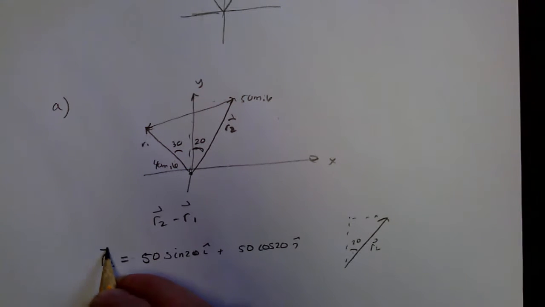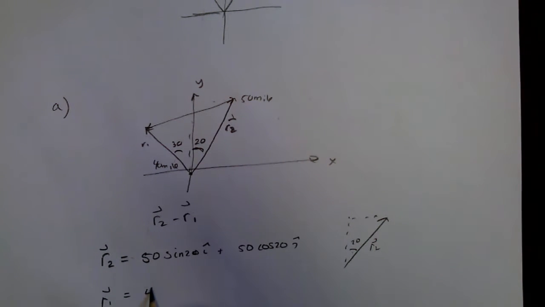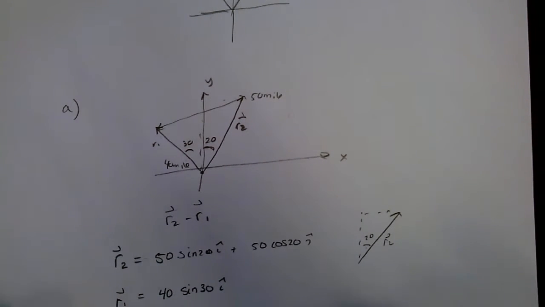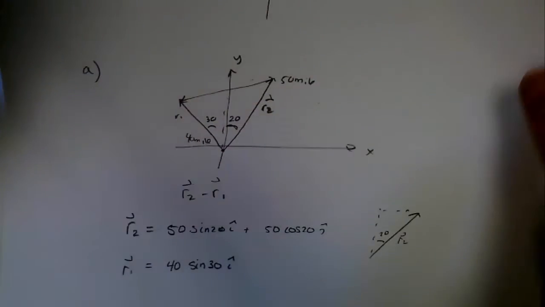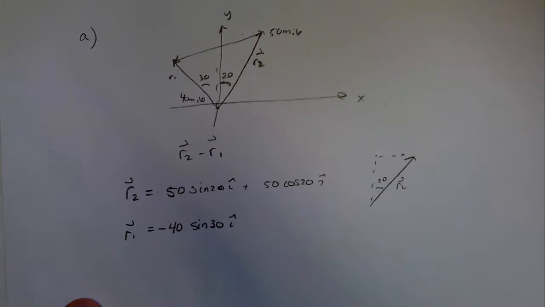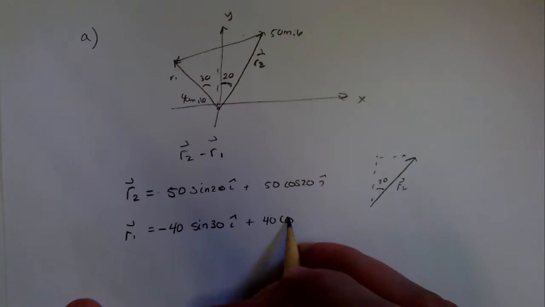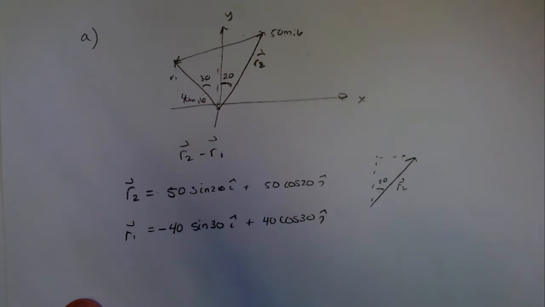While R1 is 40 miles, and now sine of 30 in the I hat direction, because now the angle is such that it is sine. Note also that there will be a minus sign here, because this one is in the minus X direction, plus 40 cosine of 30 in the J hat direction. So these are my two vectors.